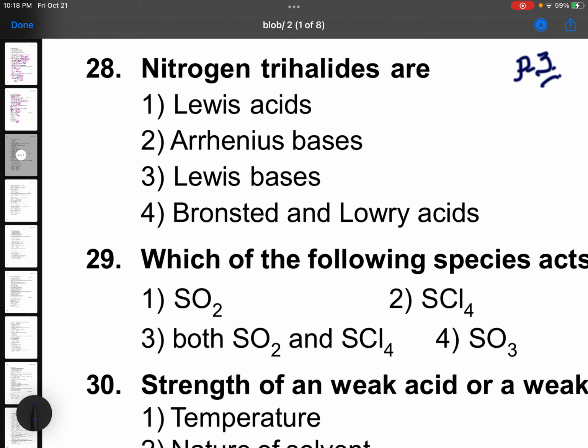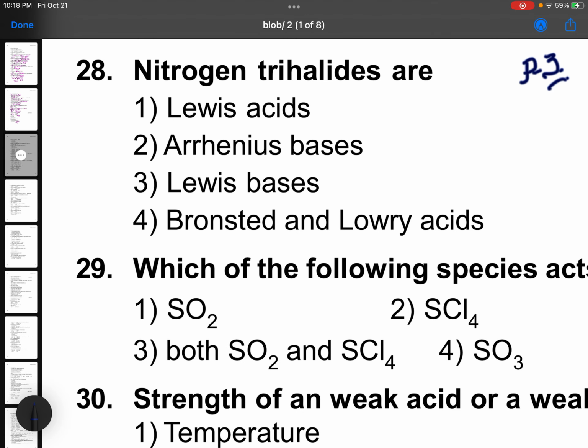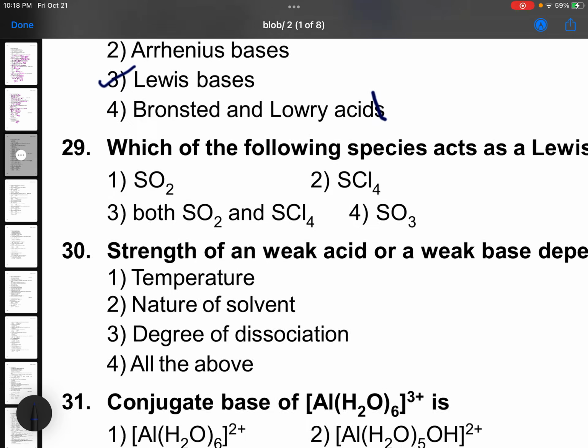Nitrogen trihalides means NX3. There will be a lone pair on nitrogen, so they are Lewis bases. The species which are having lone pairs are Lewis bases.